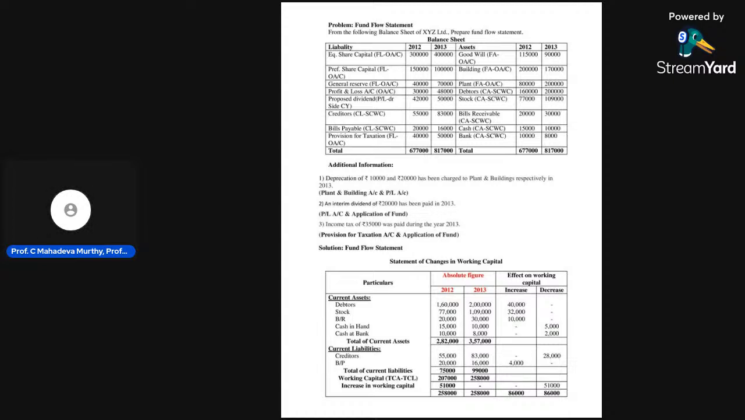Yes, here current assets. Under current assets, what are the current assets that are available? Because I already mentioned in the clue I had given in that problem where it appears. Here, that is current assets. See here, debtors. Current assets are debtors. What is the amount of debtors? 1,60,000.